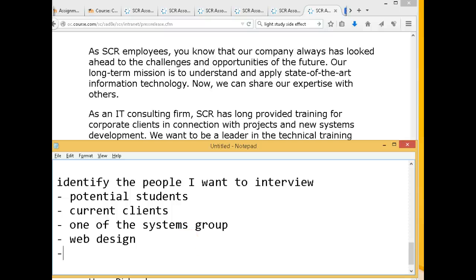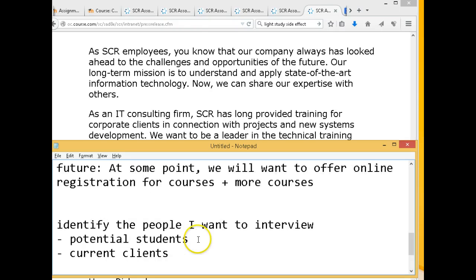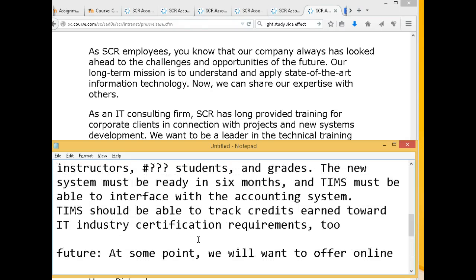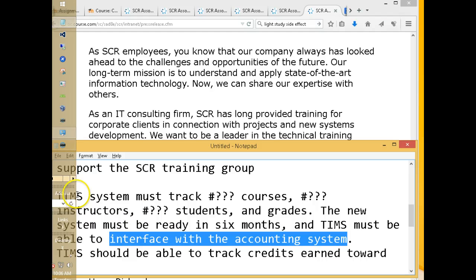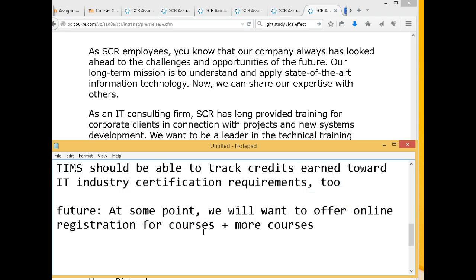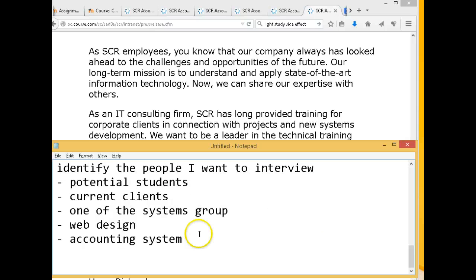someone from the accounting group, right? Do they have a techie? Interface with the accounting system. We better cover that with some investigation, preliminary questions.